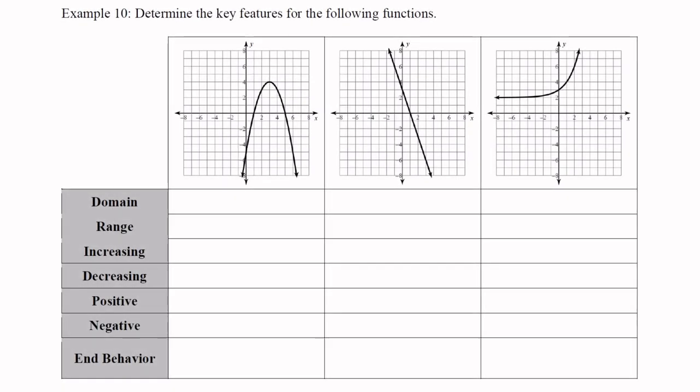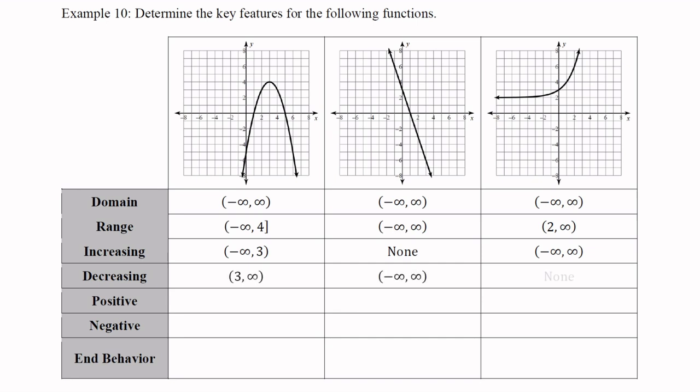Let's look at these three. The domain for the first one is negative infinity to positive infinity, same for the linear and exponential functions. The range for the first one is negative infinity to 4. The linear function is negative infinity to positive infinity. And for the exponential, the asymptote to infinity, so 2 to infinity. For the first one, we're increasing from negative infinity to 3. For the linear function, we are not increasing at all, but we're increasing everywhere in the exponential. For the parabola, we are decreasing from 3 to infinity. We're decreasing everywhere in the linear and nowhere in the exponential.